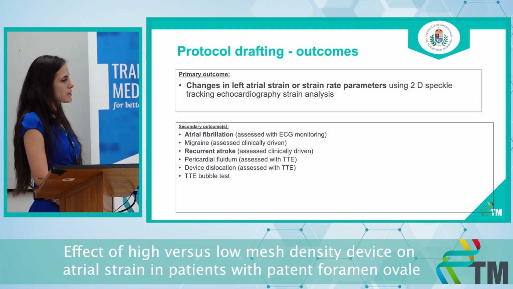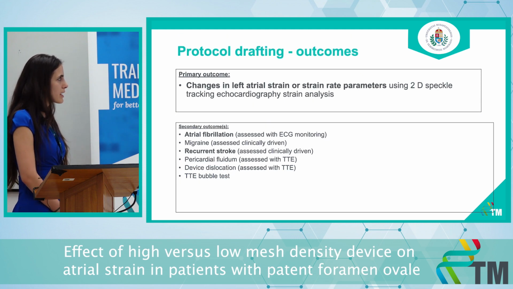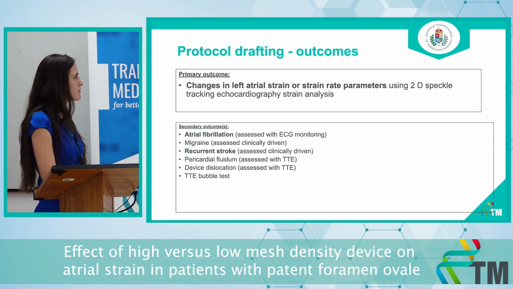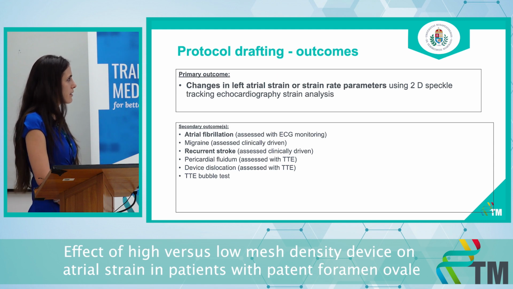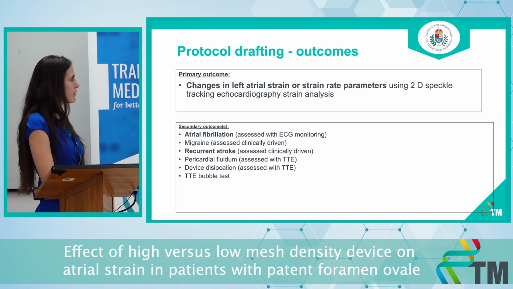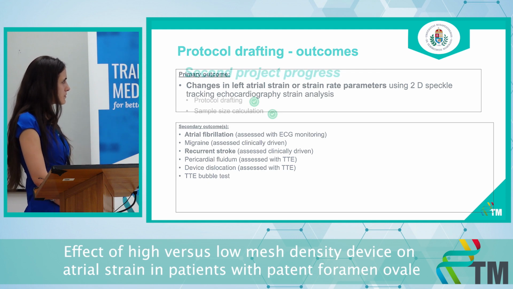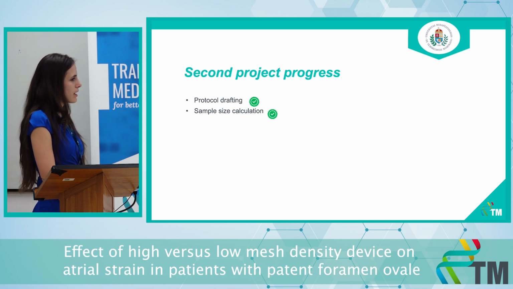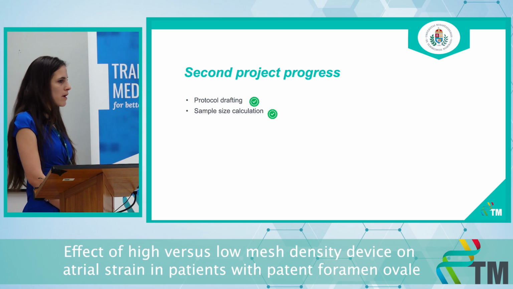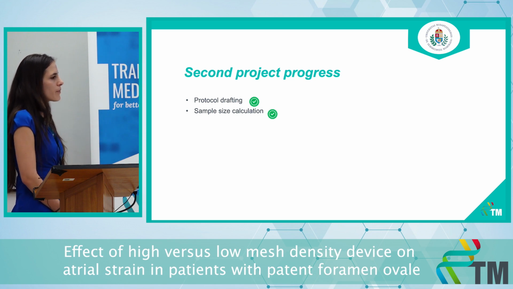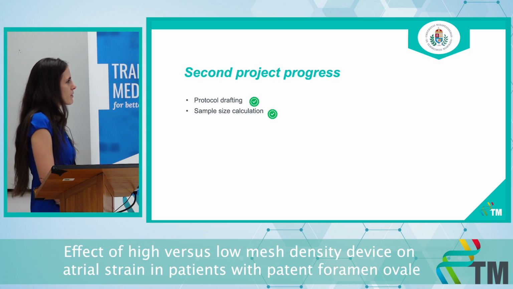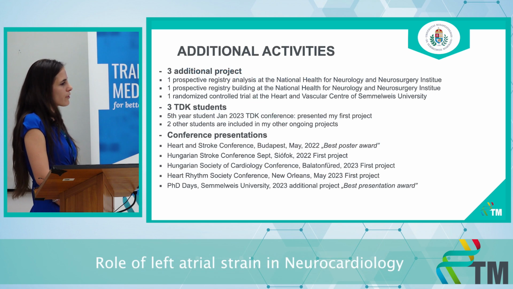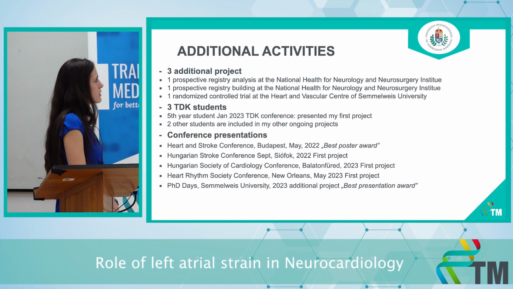The primary outcome is, of course, also left atrial strain and the strain rate parameters with this 2-dimensional tracking echocardiography strain analysis, and our main secondary outcomes are AF and recurrent stroke. I already did the protocol drafting and the sample size calculation and am waiting for the whole writing of this article. I have quite many additional activities.